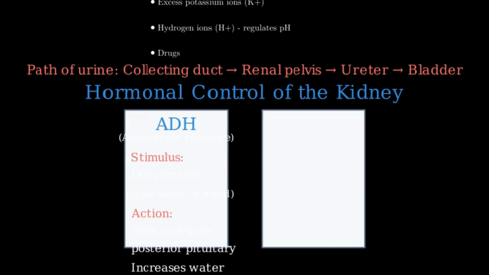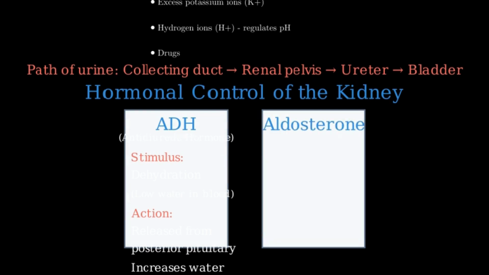In response, ADH is released from the posterior pituitary gland and makes the walls of the distal tubule and collecting duct more permeable to water. The result is that more water is reabsorbed from the filtrate back into the blood. This produces a small volume of concentrated hypertonic urine. For your MDCAT, link high ADH with concentrated urine.